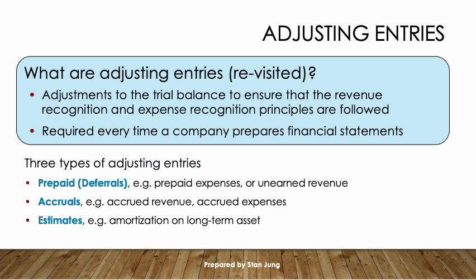First are prepaids. Another term to explain this is deferrals. And these are where we have made prepaid expenses. We've made the payment before we receive the benefit, or unearned revenue when a client prepays their expenses, yet they have not received the service yet. Secondly is accruals, accrued revenue and accrued expenses. And then finally is estimates, amortization or depreciation on long-term assets. Let's take a look at each and every one of these one by one.